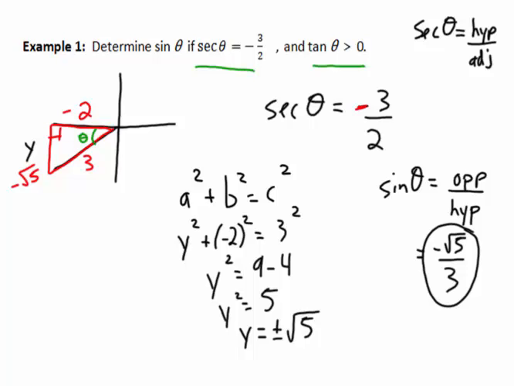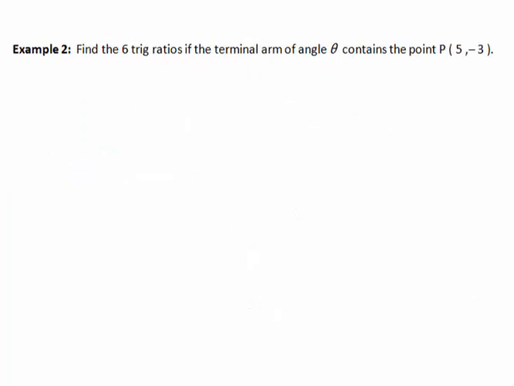Now we may have to find a single trig ratio, or we may, like in this second example, have to find all 6 trig ratios. So let's find all 6 trig ratios. Now the important thing in this question is that we're trying to find a terminal arm of an angle theta that contains the point 5, negative 3. Now we have to keep in mind that this is the x, y of that point P. So 5, negative 3, if we were doing a sketch, we would go out 5 and down 3, and here is our point of 5, negative 3.